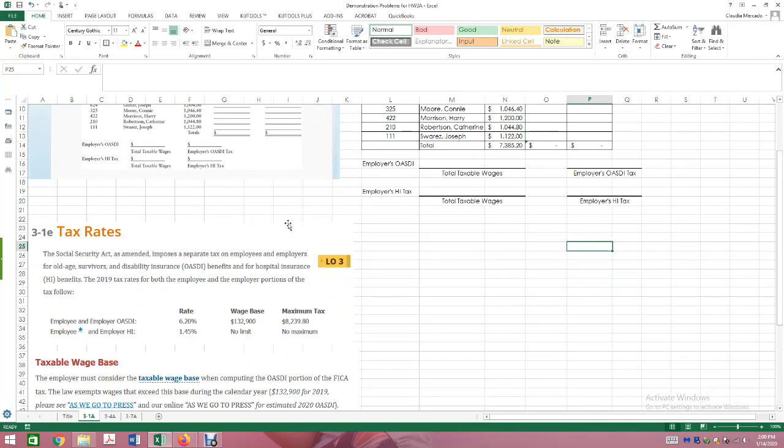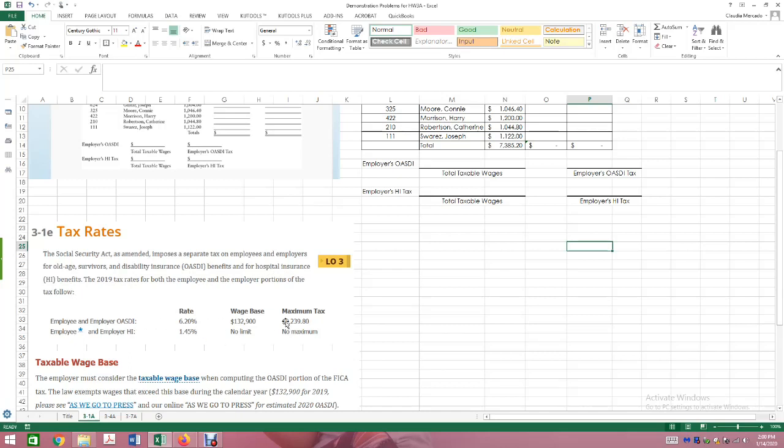The Social Security Act imposes a separate tax on employees and employers for old age survivors and disability insurance, which I am only going to refer to as OASDI. It's too long to be saying it. It also imposes a tax for hospital insurance, which is HI benefits. The 2019 tax rates for both the employee and the employer portions of the tax follow.